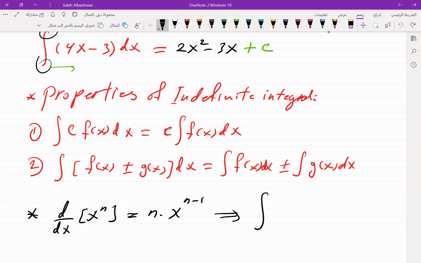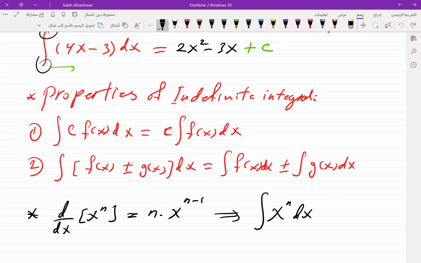This will give me the integration of x to power n dx. For the derivative, we multiply the function by the power and deduct 1. It is n multiplied by x to power n minus 1. So for the integration, since the integration is the reverse of the derivative, keep this in mind. The process of integration is the reverse of the derivative.